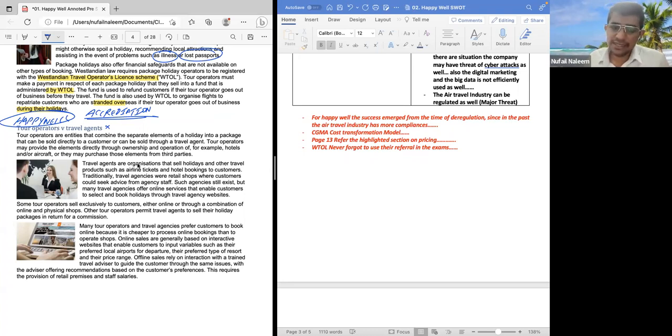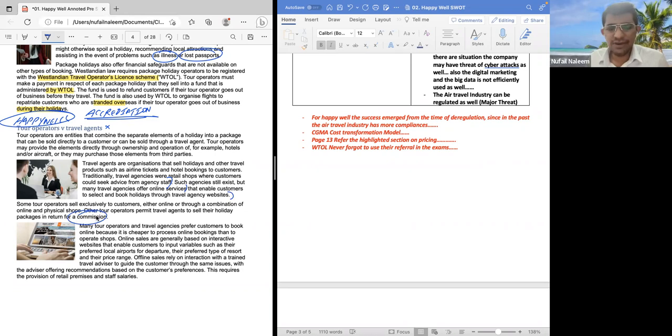Travel agents are organizations that sell holidays and other travel products, such as airline tickets and bookings, to customers. Traditionally, travel agencies were retail shops where customers could seek advice from the agency staff. Those agencies still exist, but many travel agencies offer online services that enable customers to select and book holidays through the travel agency website. So I believe that is also excellent and very clear. Some tour operators sell exclusively to customers, either online or through a combination of online and physical stores, and other tour operators permit travel agents to sell their holiday packages in return for a commission.